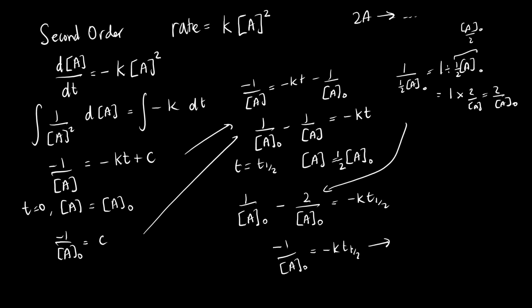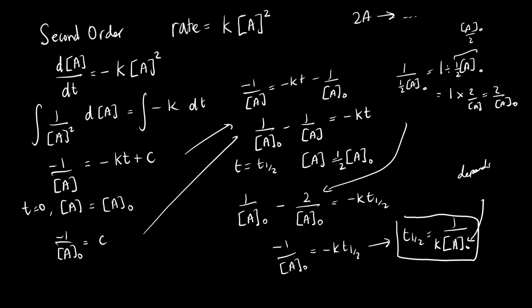Get rid of the minuses, divide by k. T a half is 1 over A0 times k. Right, now that's not constant. It depends on your initial concentration. Okay, so that's a not constant one, so that's how we know that a second order reaction doesn't have a constant half-life.